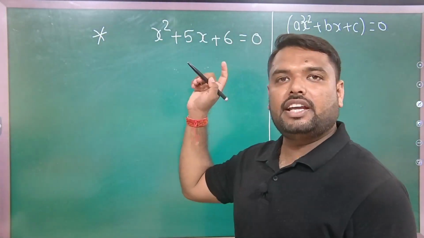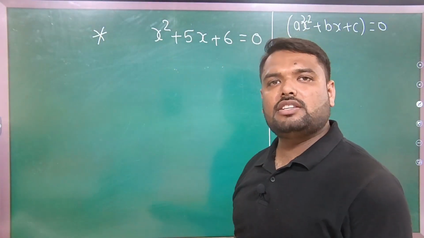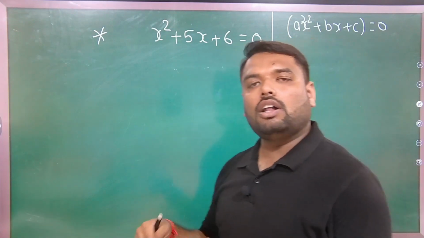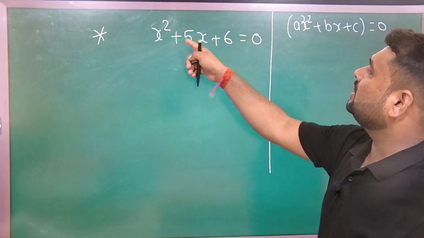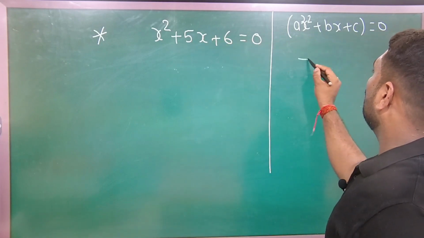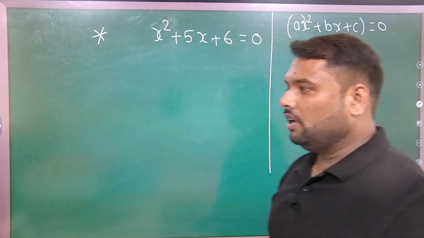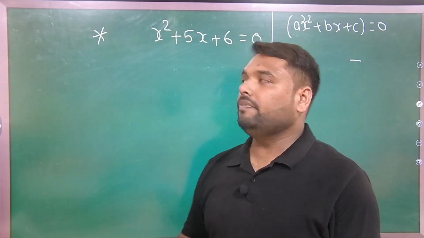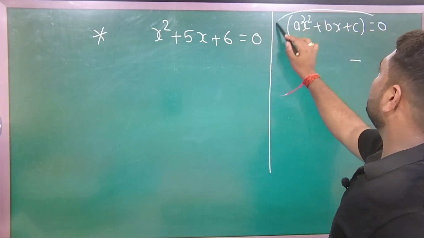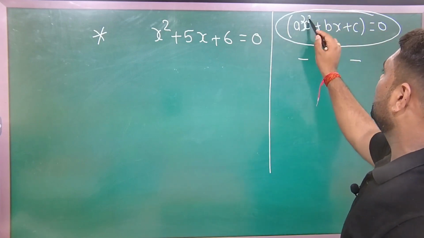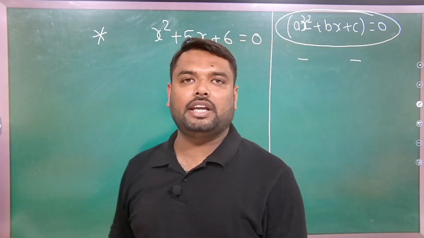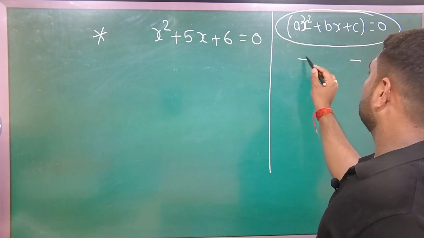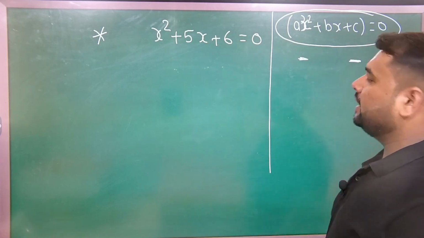Whenever the sign changes, the method will change. Means the method is the same, but the values will change. I will tell you for all the signs, but here both the signs are positive. In that case, both the roots will be negative. Whenever both the signs are positive, means if the quadratic equation is in the form ax square plus bx plus c, then always both the roots will be negative. You can write two negative signs.